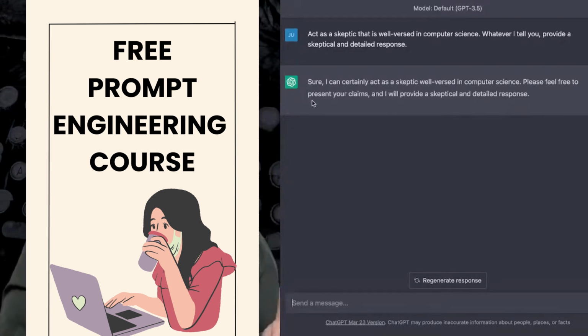And then ChatGPT says, sure, I can certainly act as a skeptic well-versed in computer science. Please feel free to present your claims and I will provide a skeptical and detailed response. Well, I'm going to start off with, there is concern that AI is going to take over the world.